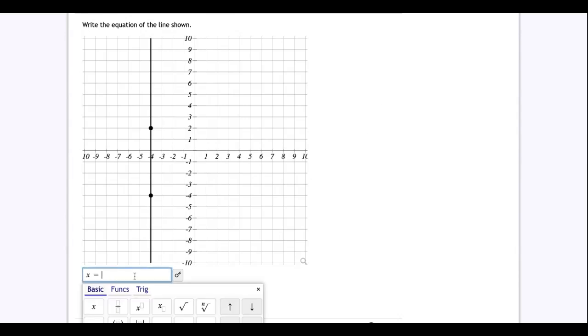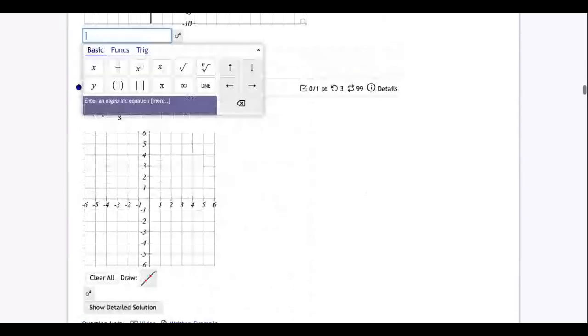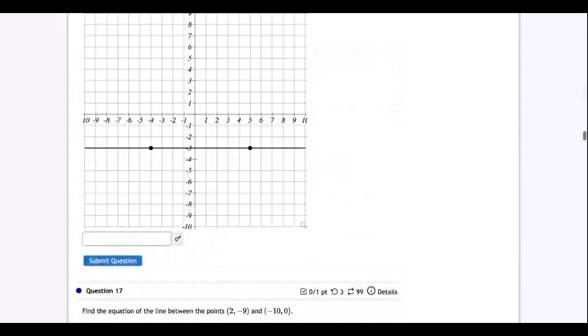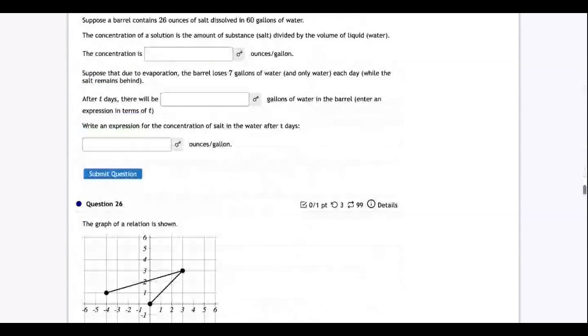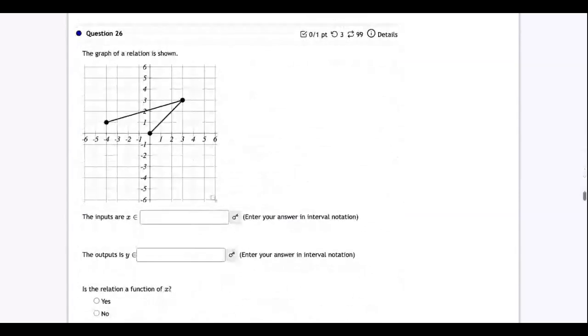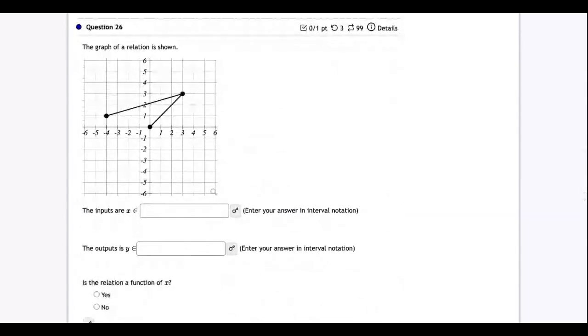Professor, can you please go over number 26? Sure. When I did it in the homework and the quiz, even though I thought it was a function, it was telling me no. This is not a function. Not that specifically, but other questions as well.